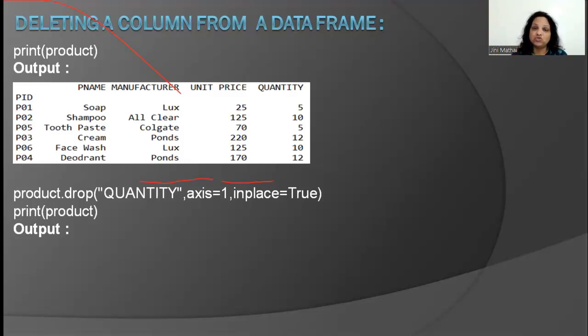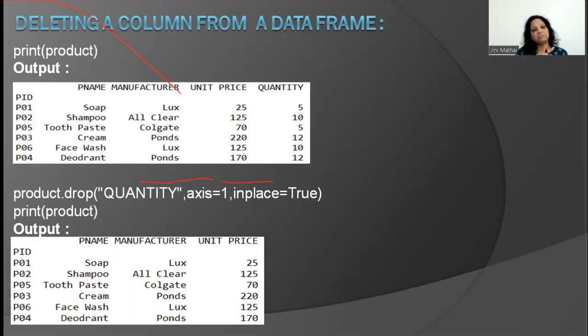inplace equal to true means you want this deletion of the column to happen in place. That means you want this deletion to happen on the data frame called product itself. That's the reason in the next line, when I say print product, it has manipulated the data frame called product, and now you see that the column called quantity does not exist here. Clear? Okay, let's go ahead.